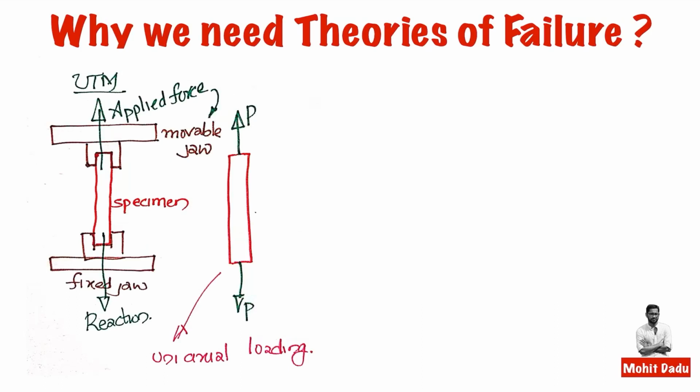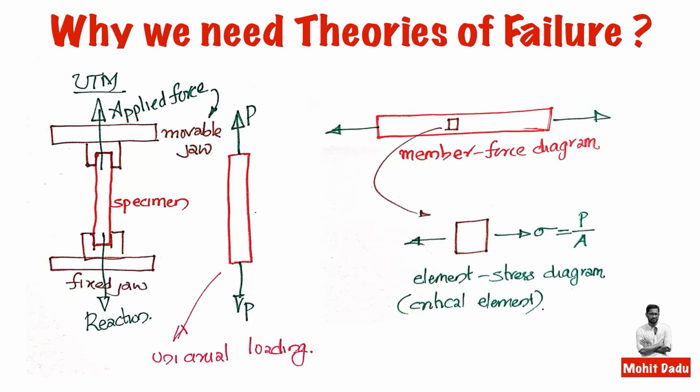This creates a uniaxial loading, for which I will construct the element stress diagram from this member load diagram. If you consider the member force diagram, in that I will consider this rectangular element. This is uniaxial loading, which creates axial normal stress, and that value will be sigma equal to P by A. This shows the element stress diagram for this one.